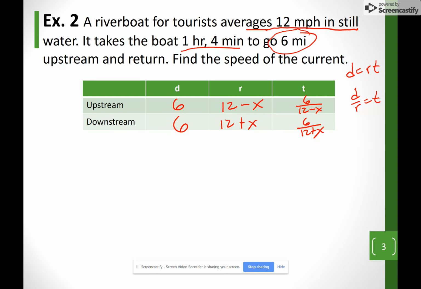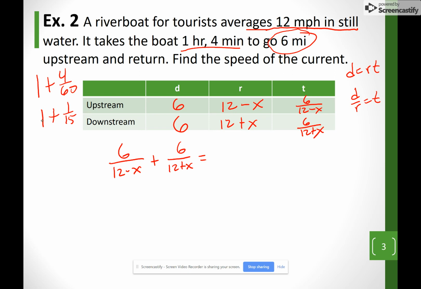All I know is that the time that it took to go upstream plus the time that it took to go downstream is equal to 1 hour and 4 minutes. Okay, let's take a look at this. This is basically 1 hour plus 4 out of 60. All right, because 4 minutes is 4 out of 60. So that is basically 1 plus 1 over 15.